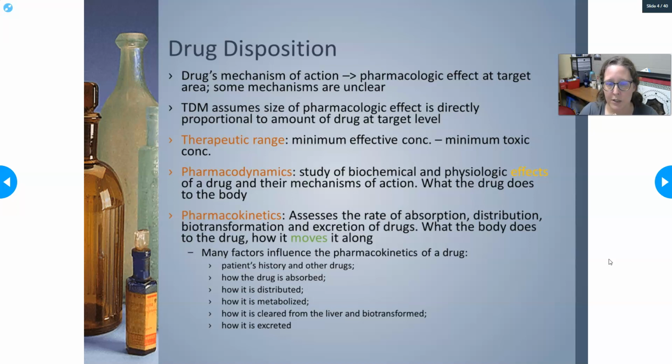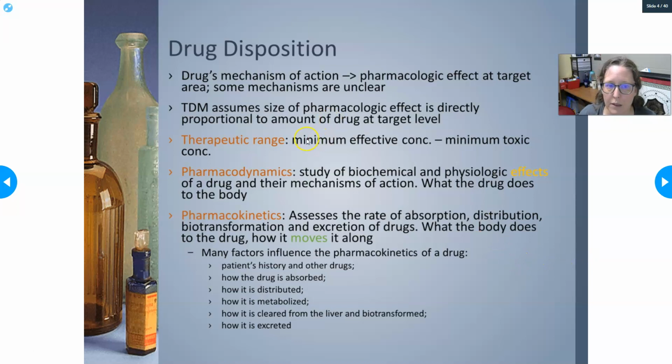Therapeutic drug monitoring does assume that the size of the pharmacologic effect is directly proportional to the amount of drug at the target level. And so, yeah, the higher the target level, the greater the pharmacological effect is going to be. But of course, there can be some variations there from person to person.